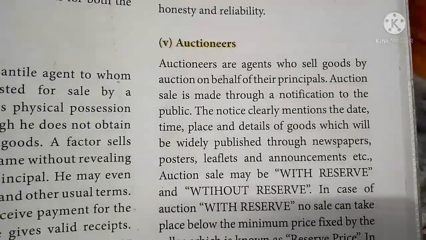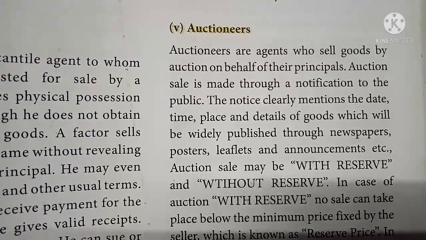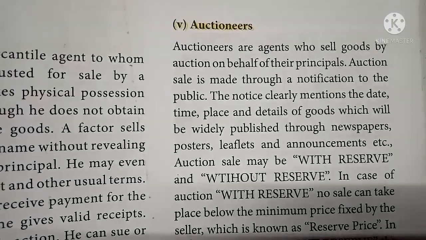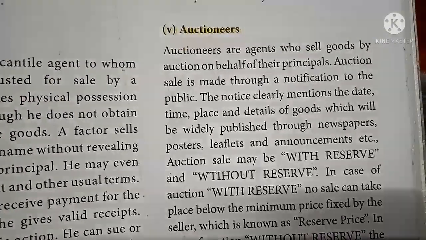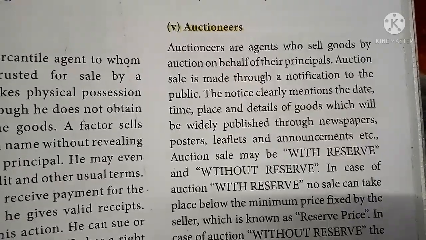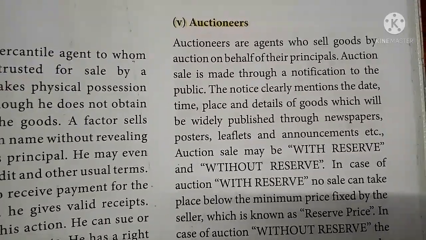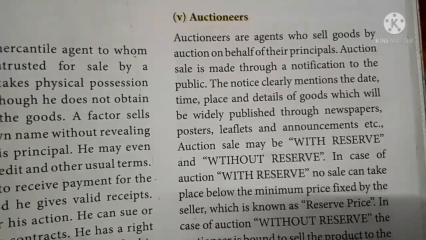Auctioneers. Auctioneers are agents who sell goods by auction on behalf of the principal. Auction sale is made through a notification to the public. So the notice clearly mentions the date, time and place where the auction will be made, and it will be published in the leading newspapers and posters and by way of announcement.